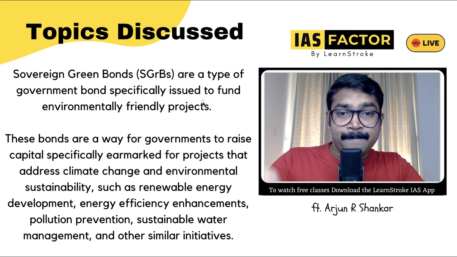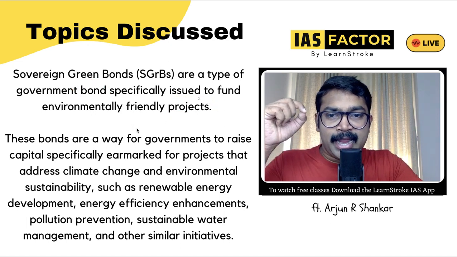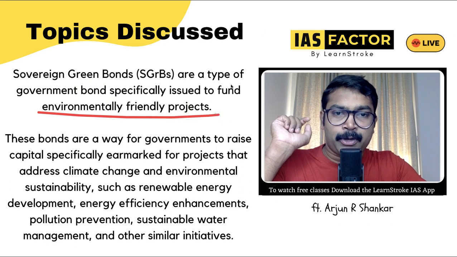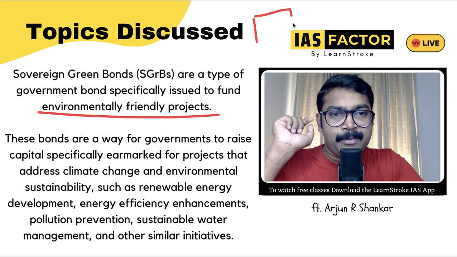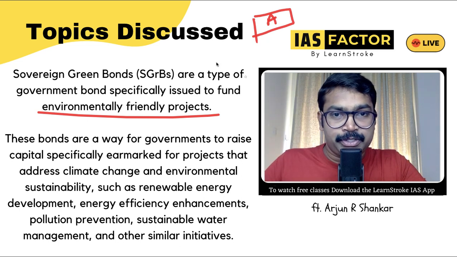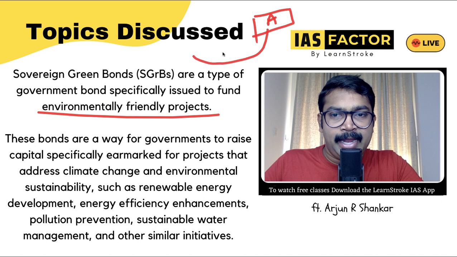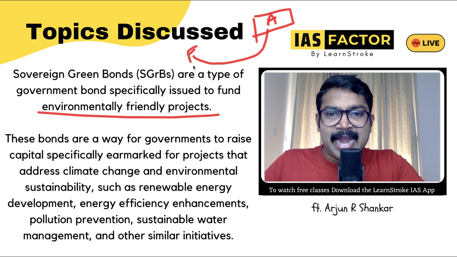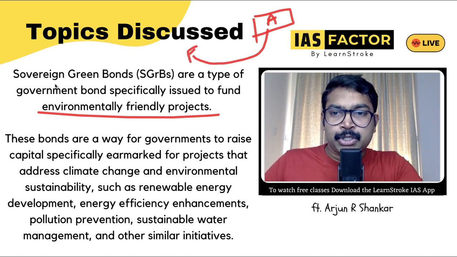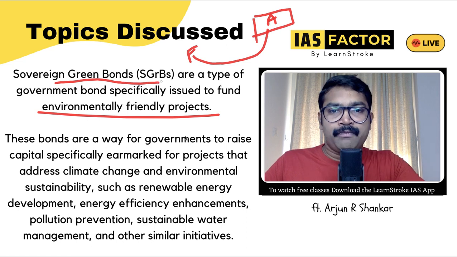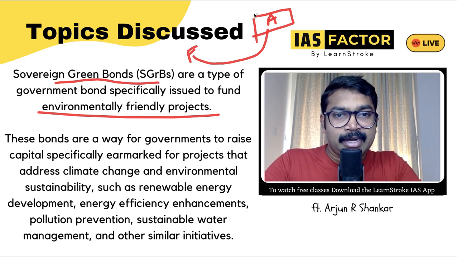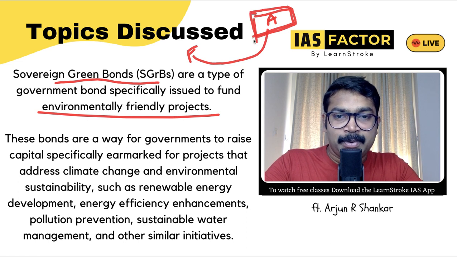Very, very important. So imagine that this is a project called A. It is an environment friendly project. In order to develop this project called A, we need funding. For that, there is a bond which is called a sovereign green bond which is issued. So that will create the development of project A, a sustainable green project.